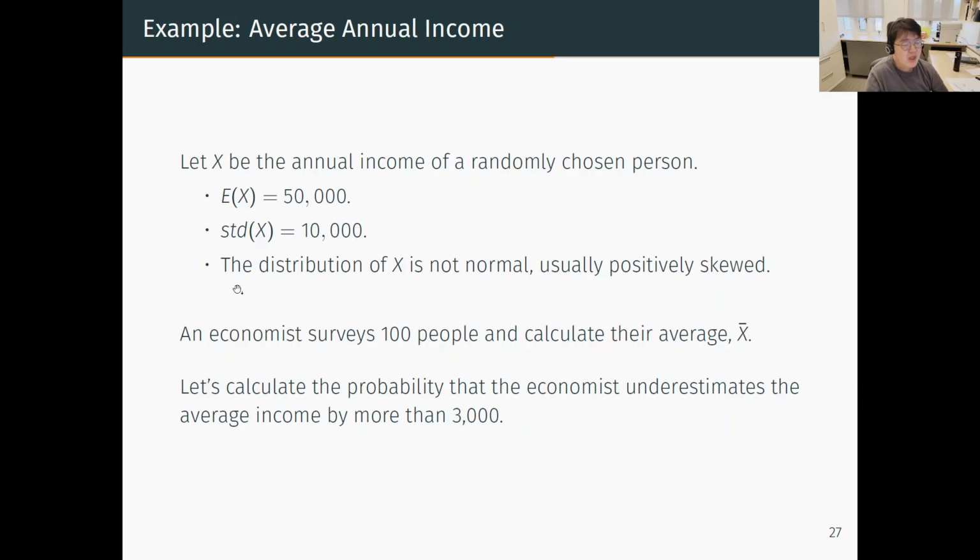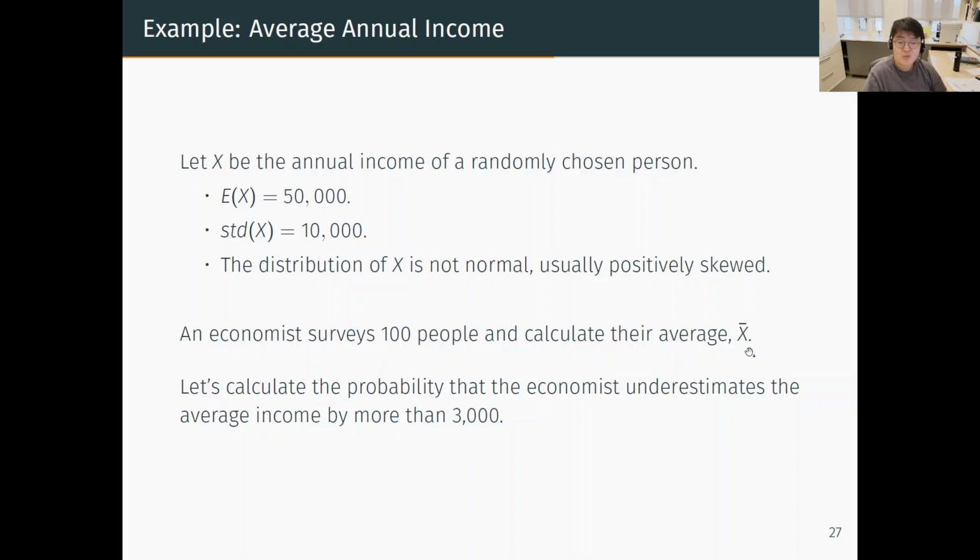But it doesn't mean we know the true distribution, because we don't know the distribution of x. It is usually not normal, and usually it is positively skewed. That means there are extremely super rich people, so the tail is pretty long on the right hand side. But I don't care about the true distribution, since I know its mean and standard deviation. And suppose that an economist surveys 100 people, and calculates their average.